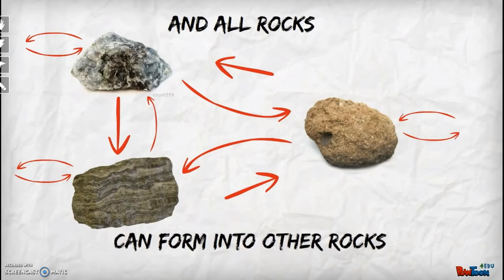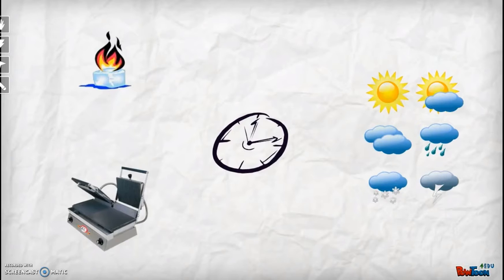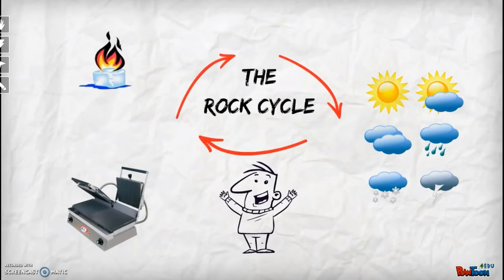So this can bring us to the conclusion that all rocks can form into any other type of rock. Whoa! And these processes, with the help of lots of time and these different patterns, form the famous rock cycle. Thanks a lot, and rock on.